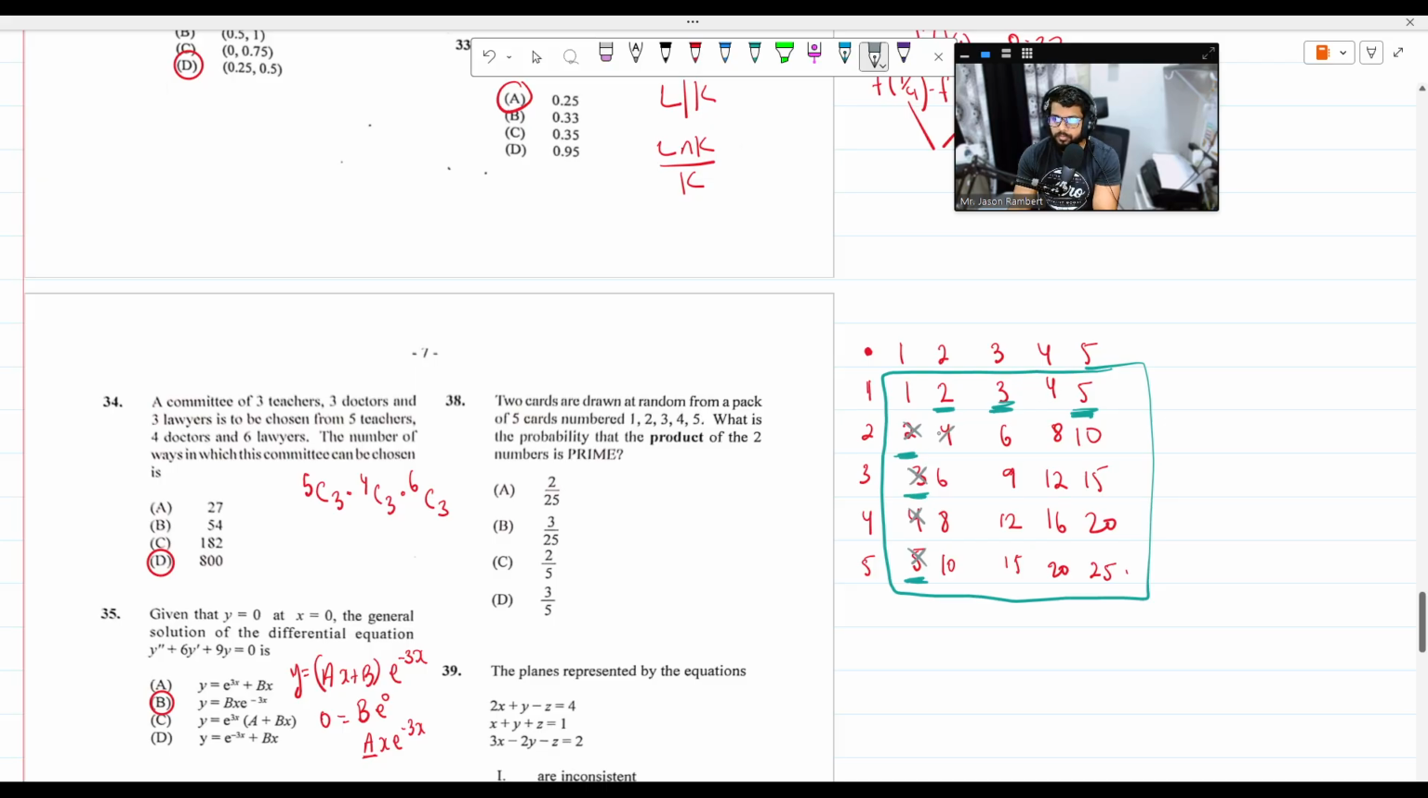We can't repeat 4. How many 6s do we have? We could only have 1 6. We could only have 1 8, and only 1 10. We could only have 1 12 and 1 15. We could only have 1 20. So we have 1, 2, 3, 4, 5, 6, 8, 10, 9, 12, 15, 16, 20, 25. So that is 14 possible outcomes. So the answer for this could be 3 out of the 14, but that is not an option there.